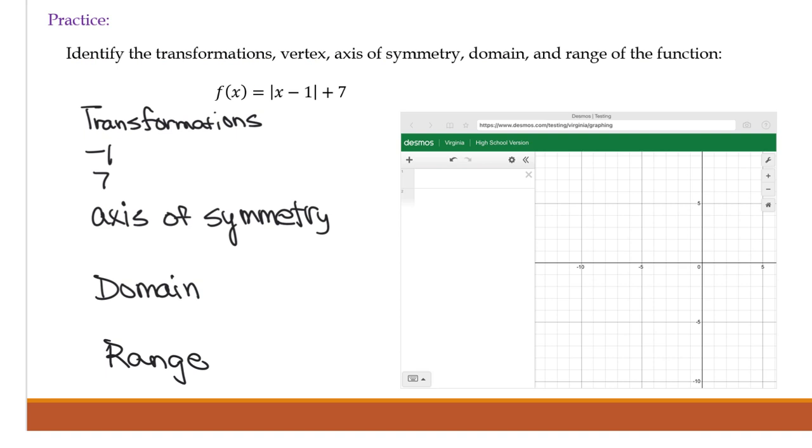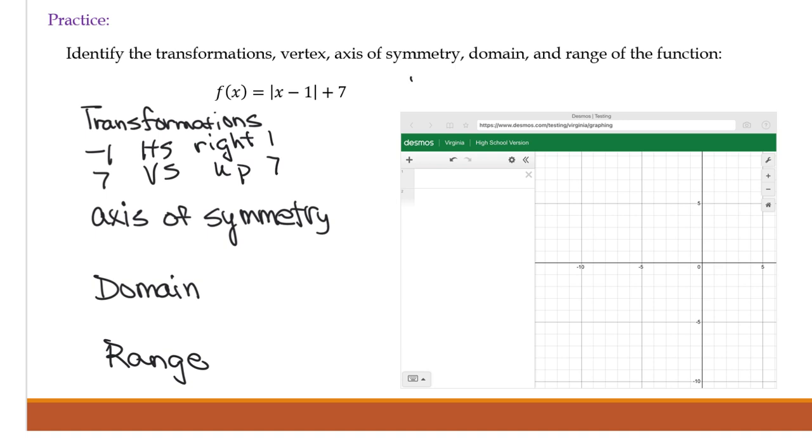All right, identify the transformations, vertex, axis of symmetry, domain, and range of this function. All right, so the transformations, I'm going to do those first. The -1 inside, we know, is going to be a horizontal shift. And because it is -1, it means it is moving to the right 1. The 7 is added at the end. It is a +7. This is going to be a vertical shift, and we are going to move this up 7.